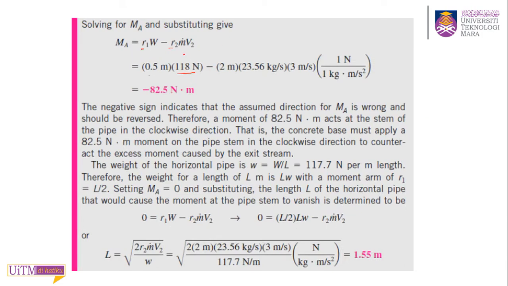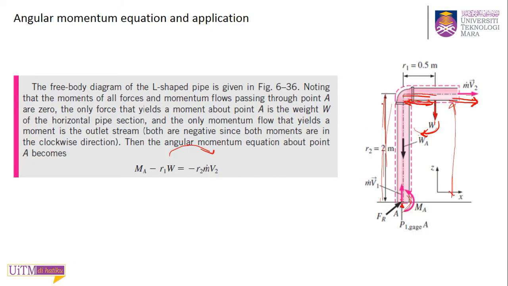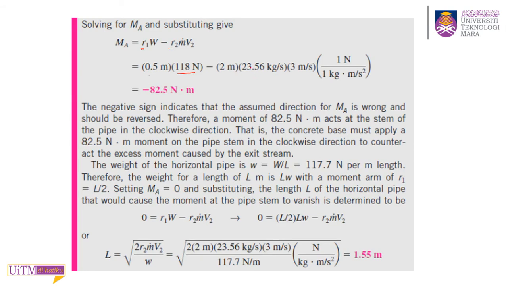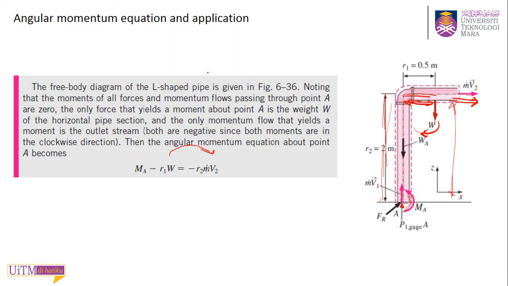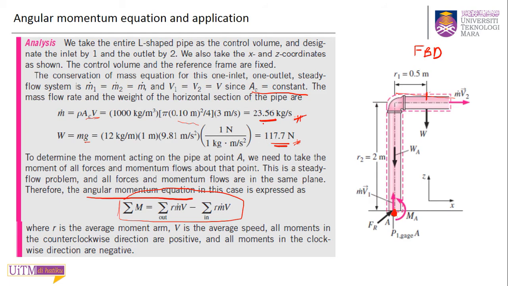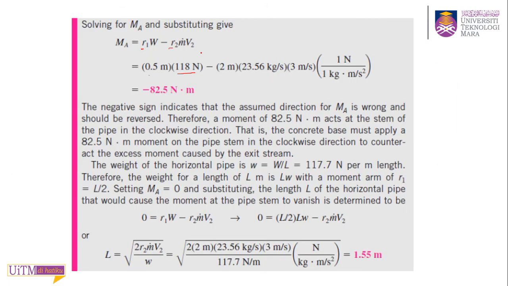Minus R2 is 2, the vertical length, sorry, this one 2. Times M dot. You found your M dot earlier as well. This one 23.56. Times V2. V2 is 3, given in the question. So this will give you the moment about point A, and this is negative 82.5 Newton meter.